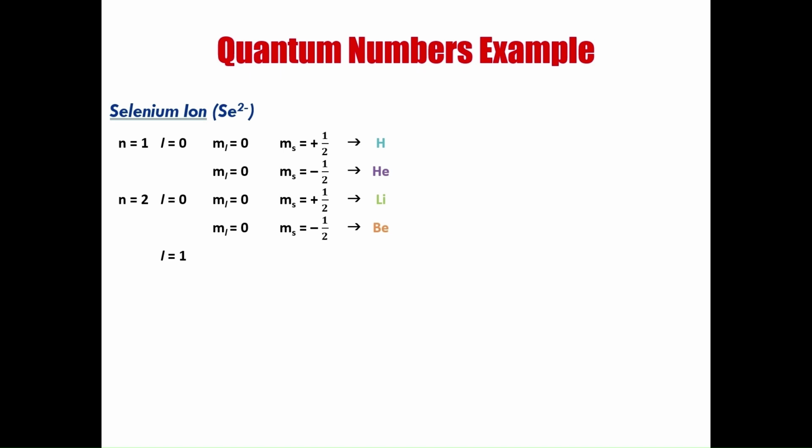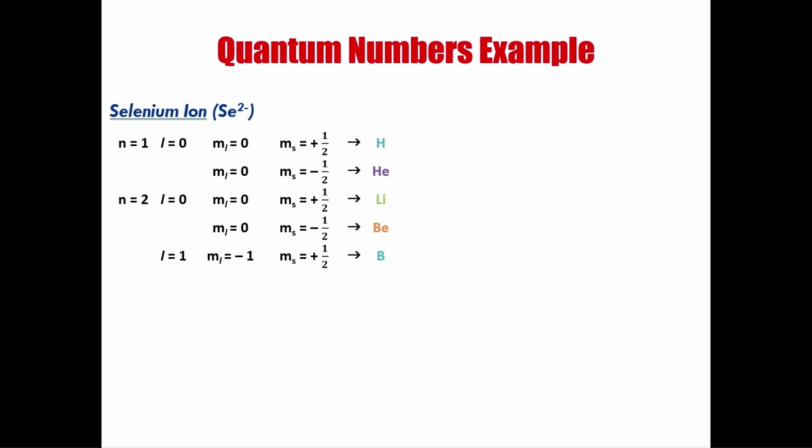Now you have to remember that for L equals 1, ML ranges from negative 1 to positive 1. And so I start with the lower integer, negative 1. And so ML will be negative 1. I'm going to put my first electron in that orbital. Now I have boron. And many would think, okay, well now I'm going to fill the negative 1 orbital with a negative 1/2 spin electron. So you're thinking, let's just fill that orbital.